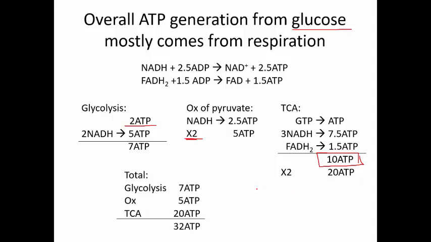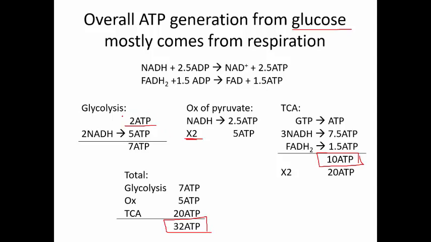So total, if we add all these up, the 7 plus the 5 plus the 20, we end up with the total number of 32 ATPs. And of those 32, 29 of them came from the recycling of NADH and FADH2, right?